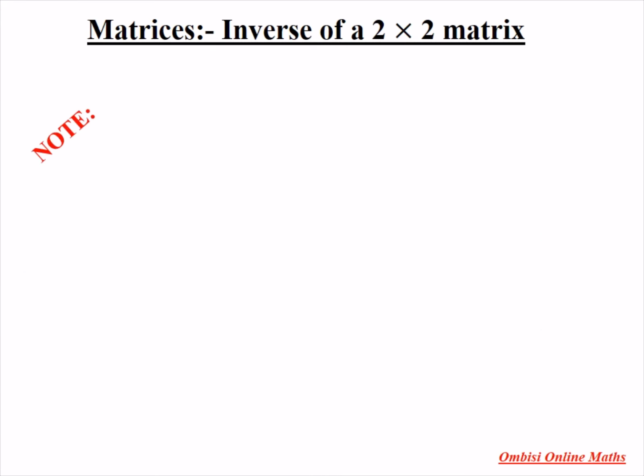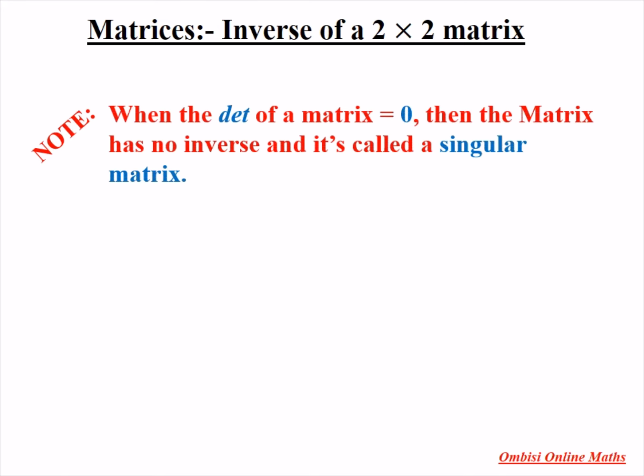Now, I'd like us to note something. Just like we said, when the determinant of a matrix equals 0, the matrix has no inverse. Remember we said a matrix whose determinant is 0 is called a singular matrix. So a singular matrix has no inverse because its determinant is 0.